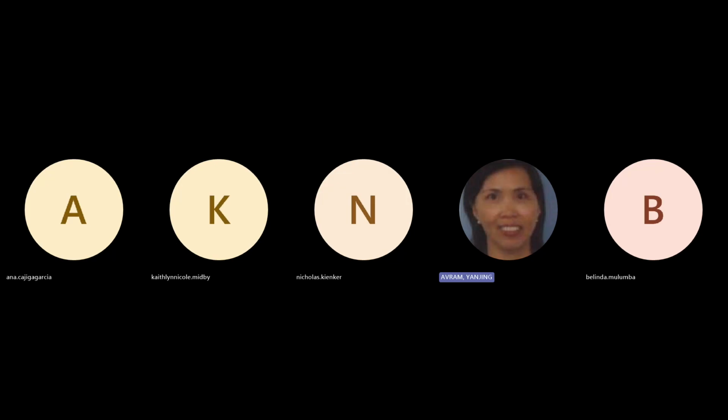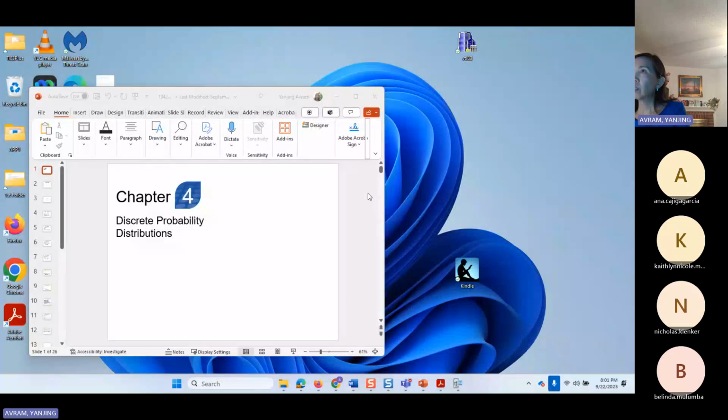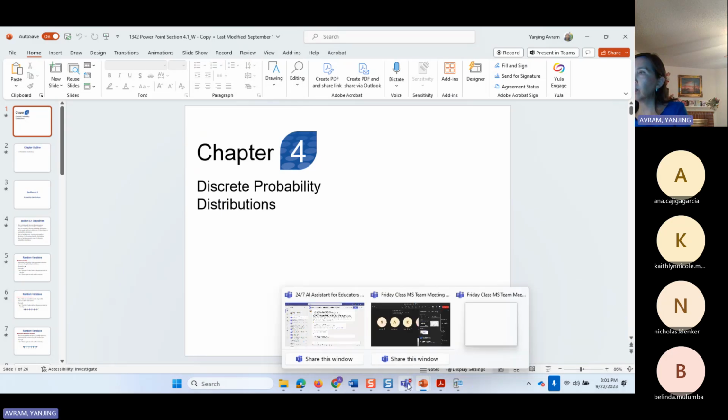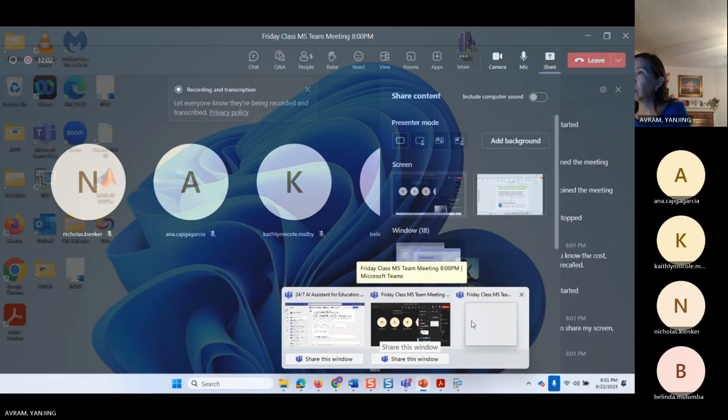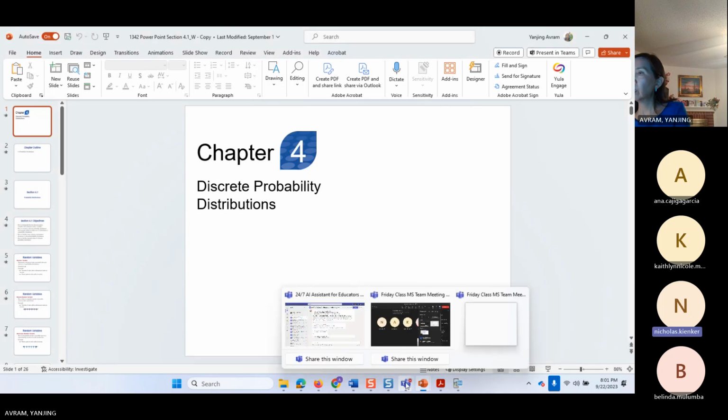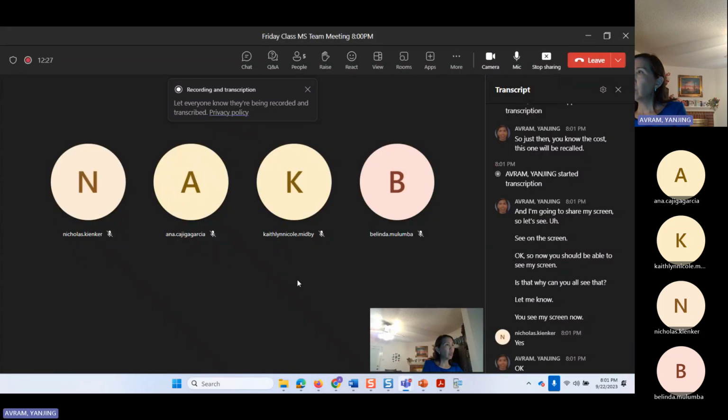Share my screen. So let's see. Share the screen. Okay, so now you should be able to see my screen. Is that right? Can you all see that? Let me know. Can you see my screen now? Yes. Okay. All right, good.